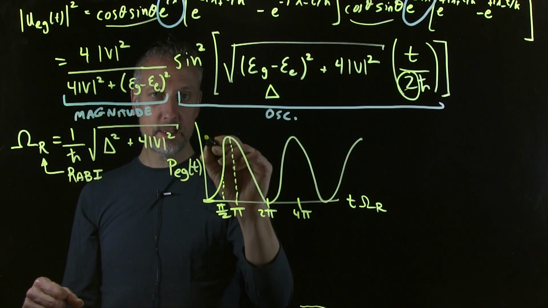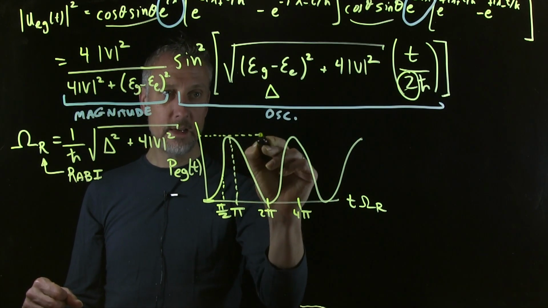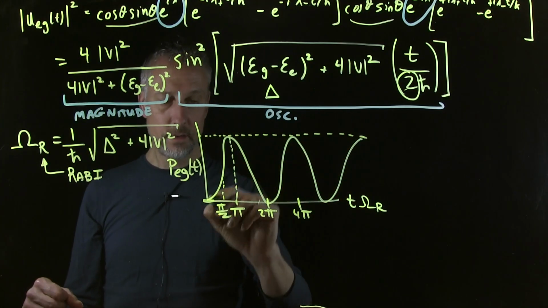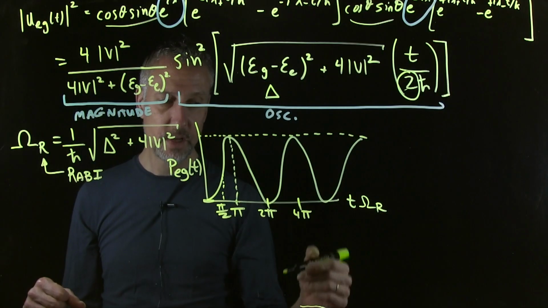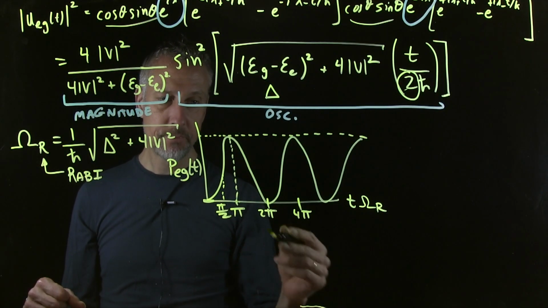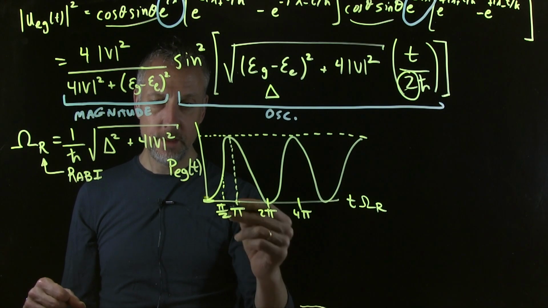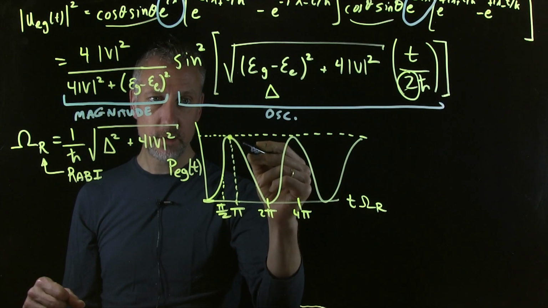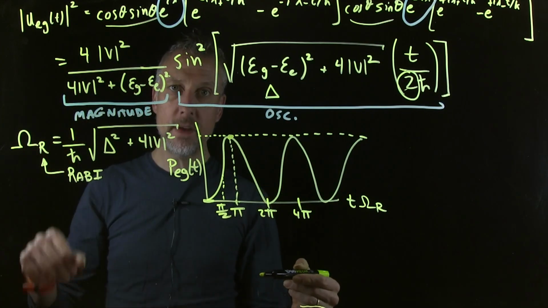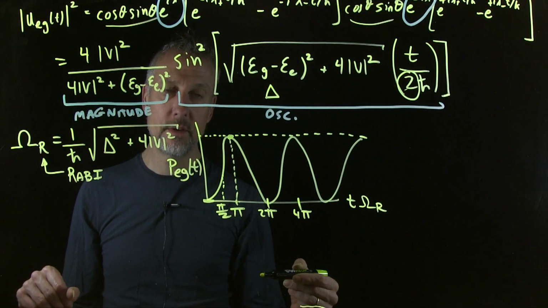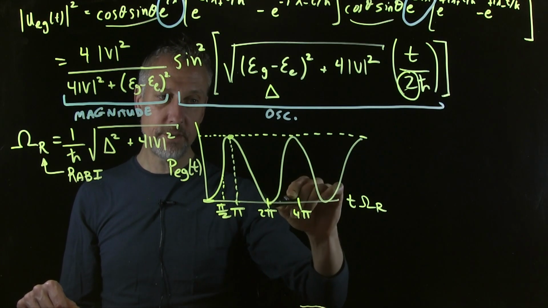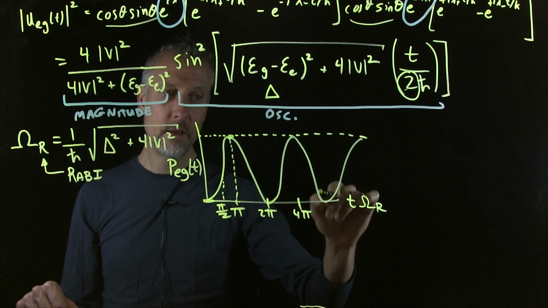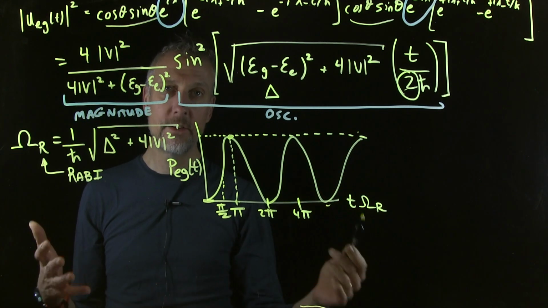All right, so what this says is that if you wait an amount pi in this reduced time, so when t times the Rabi frequency is equal to pi, then the system will be maximally converted into the excited state of the uncoupled two-level system, right? But as that field stays on, it'll keep oscillating back down again, and back up, and back down again, and back up. That's not shocking.